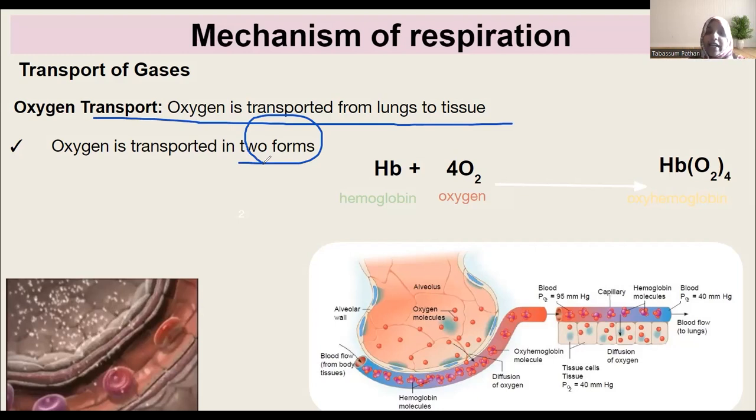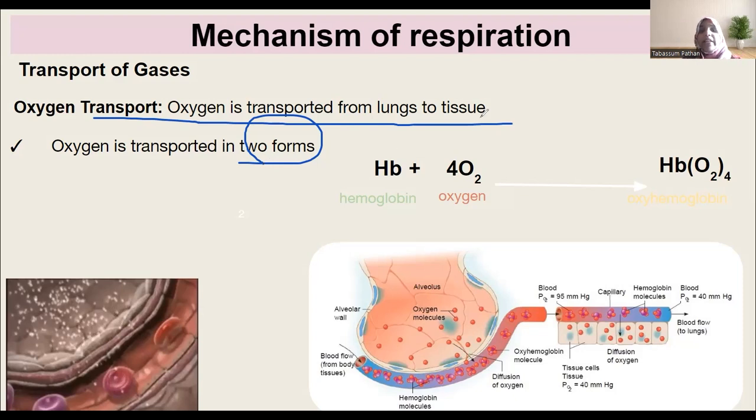So you inhale oxygen rich air, the oxygen reaches the alveoli. The oxygen will now diffuse from the alveoli to the tissue. So the alveoli diffuses oxygen into the blood, and the blood takes the oxygen to the tissue. Now this blood can take the oxygen in two forms.